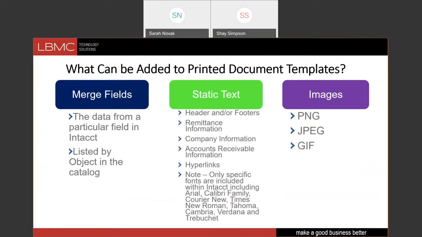Okay, the second polling question's been launched. How can you locate field IDs? Again, you can choose multiple answers if you think that's needed. And just so you know, these field IDs are what's going to be pulling into these merge fields. So how are we going to determine what those field IDs are within Sage?